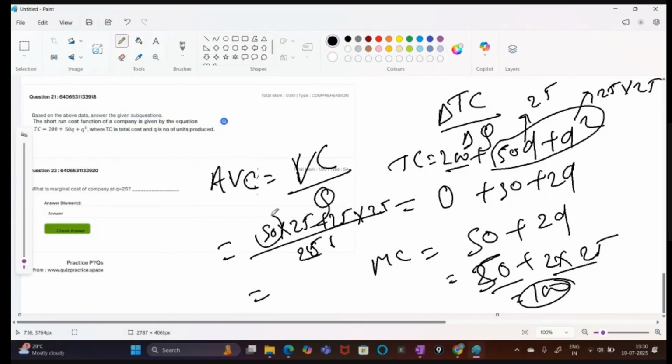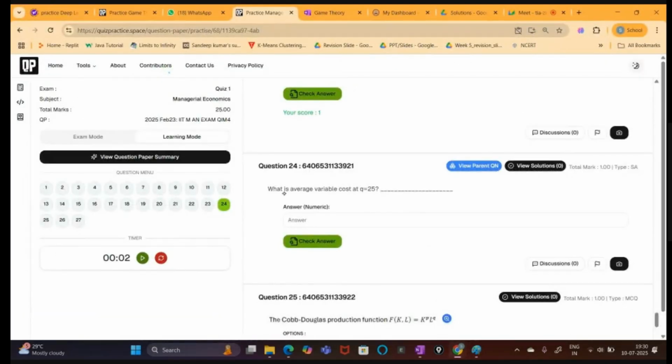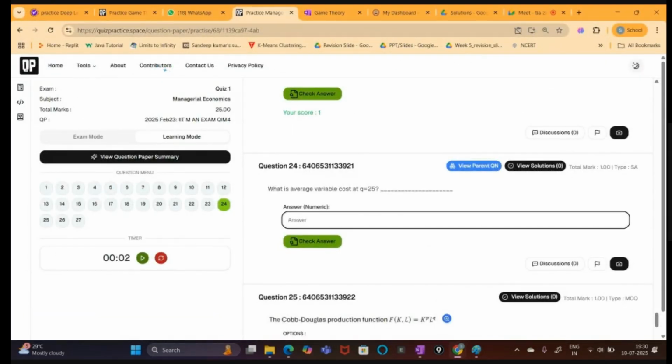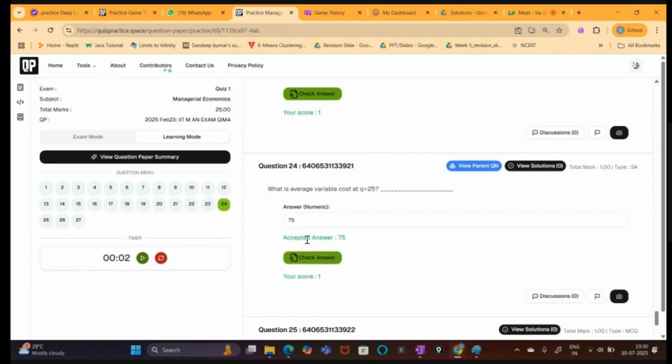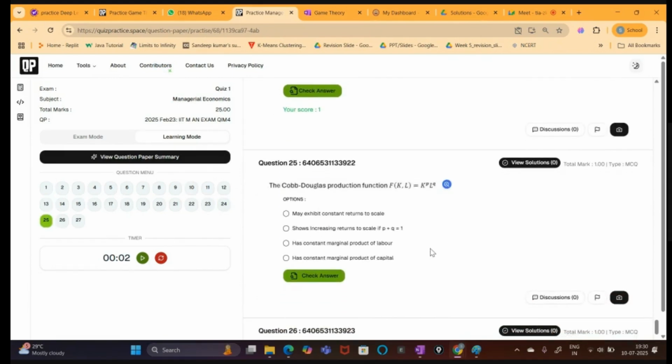So here we can take 50 and here 25. So it would be 75. So what is it asking? The average variable cost at Q would be 75 only, right? Moving forward.